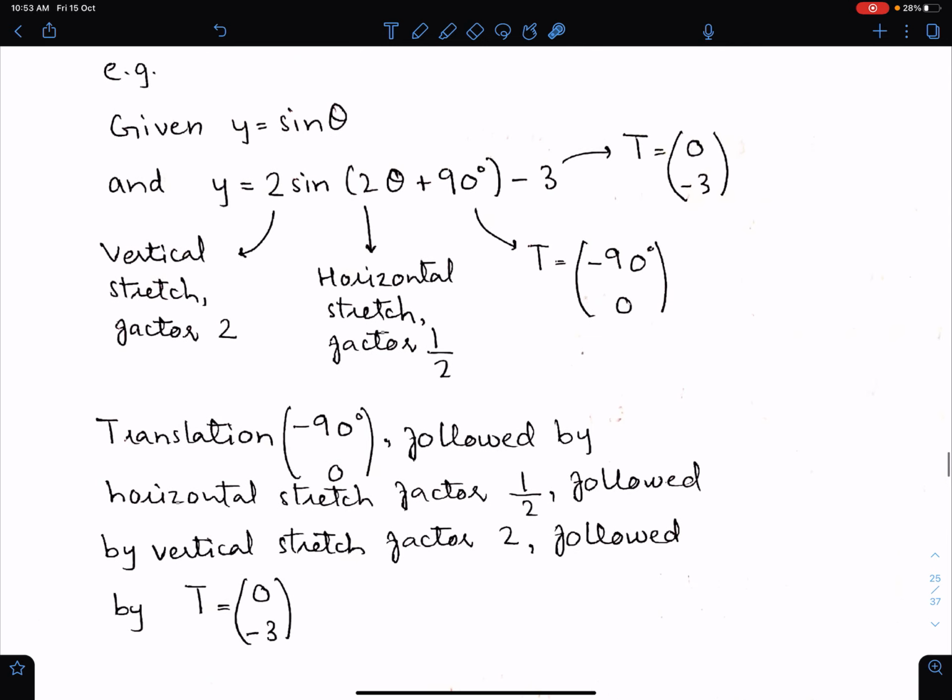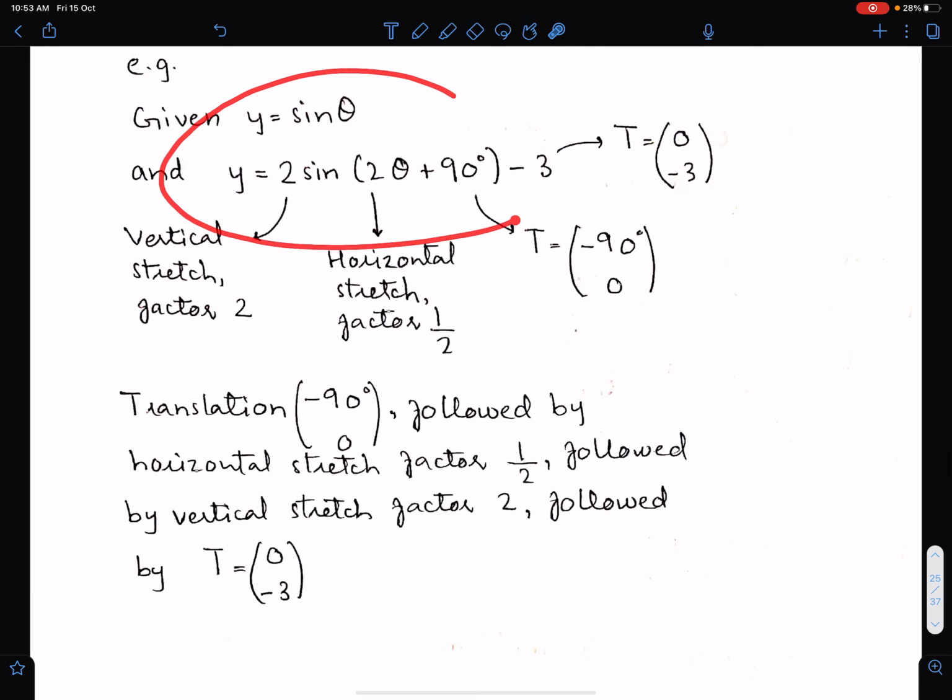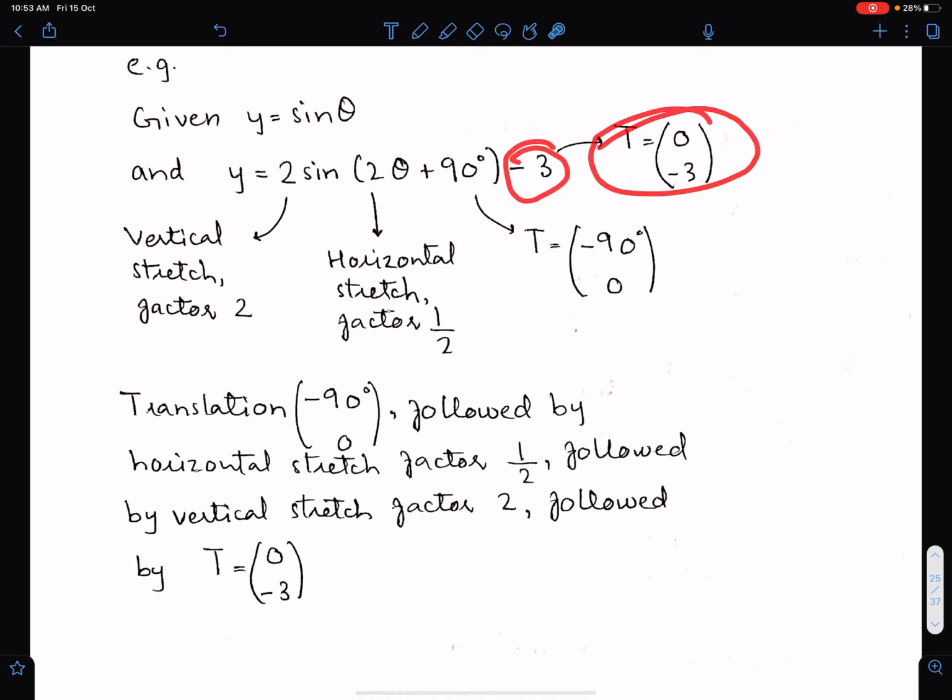Now how to describe this equation? First compare both the equations and identify the types of transformations. This is translation vector 0, minus 3. This is also translation vector minus 9, 0. This is horizontal stretch factor half. This is vertical stretch factor 2. So you have to describe this in this way.